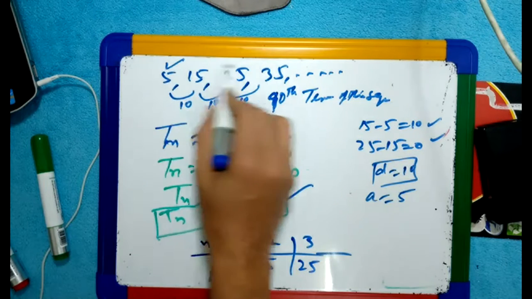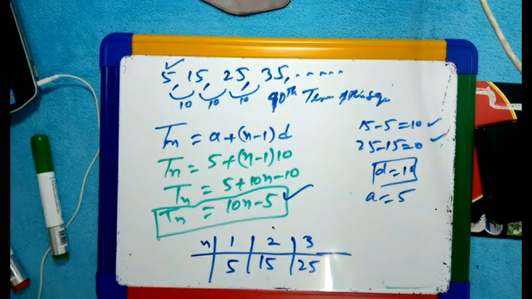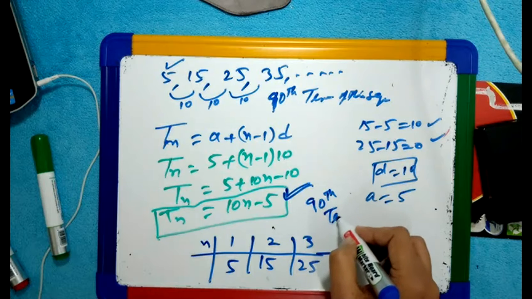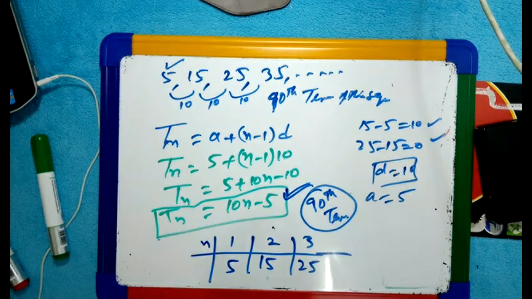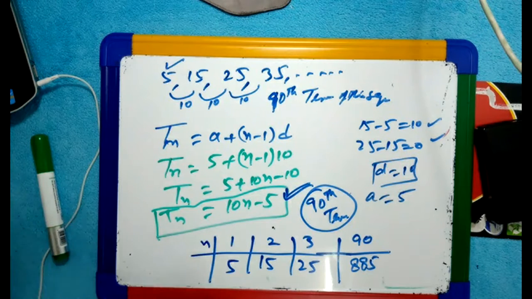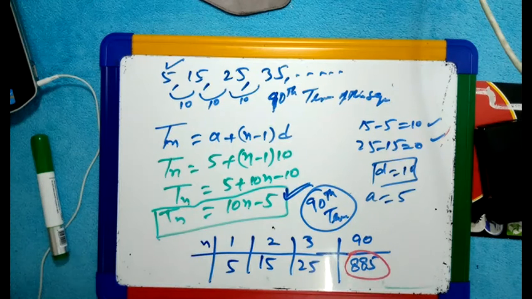Now if I say the 90th term, you put 90. So 90 tens are 900, and 900 minus 5 is 895. This is your answer. Got it? And this is the arithmetic sequence. This is the first thing I teach you, arithmetic.